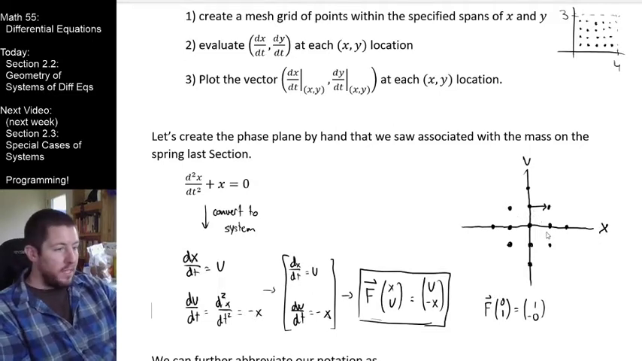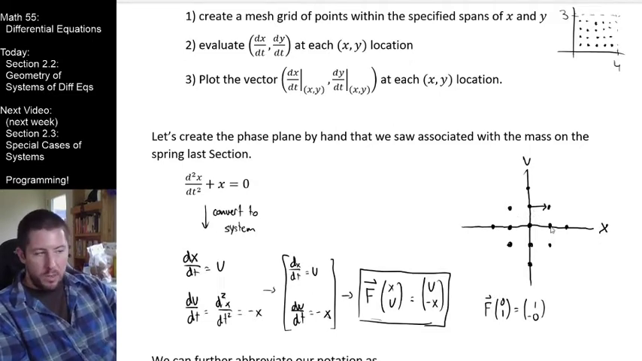I'm going to do that for all these guys right here. Let's go ahead and do the axis ones first because those will be the easiest. Here I'm at the location 1, 0. When x is 1 and v is 0, I'm getting out the vector 0, negative 1. So I want to go 0 units left and right, and I want to go 1 unit down. Now let's do our next axis point right here. I am at the location 0, negative 1. 0, negative 1 should be giving me negative 1, 0. That says go to the left 1, don't go up or down at all.